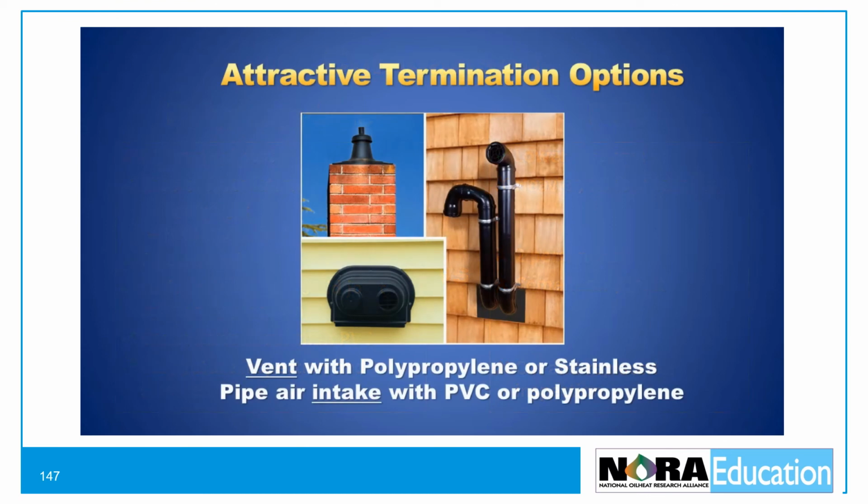Polypropylene also has attractive vent termination options from sidewall, roof, or using existing chimney as a chase. The temperature requirements for oil heat and hot water boilers mean PVC cannot be used as a vent material. Either PVC or polypropylene can be used as intake materials.